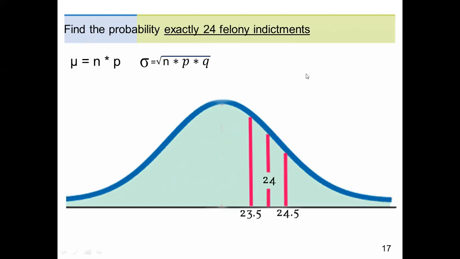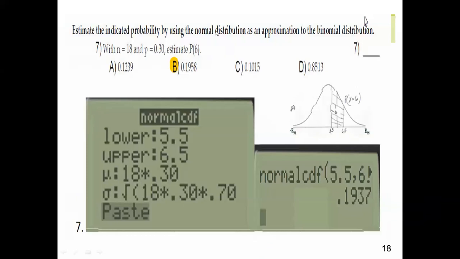The easiest ones are the ones that are exactly. Find a probability of exactly 24 felony indictments, heaven forbid. All right, there's my 24, subtracted 5/10, added 5/10, and everything in the middle. These are the easiest ones. It's kind of a no-brainer. There's your lower bound, and there's your upper bound. You're in business. All right, so what I've done here is these are a couple of problems from the actual assignment.